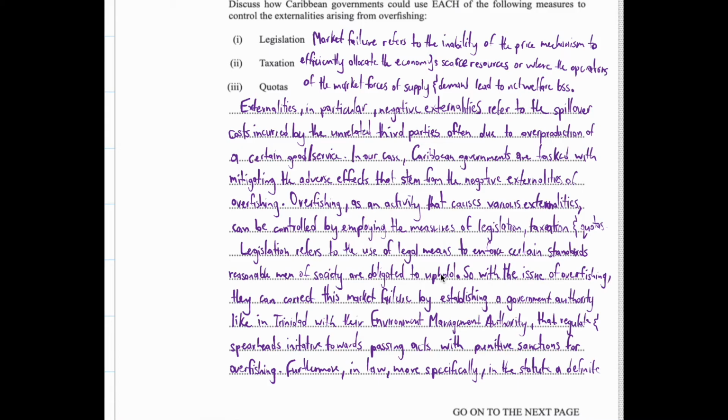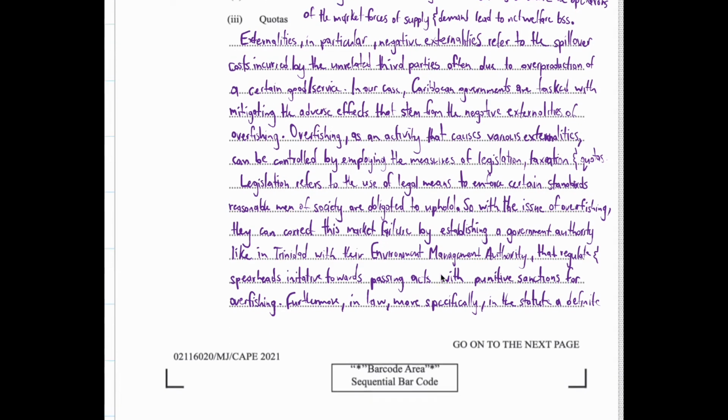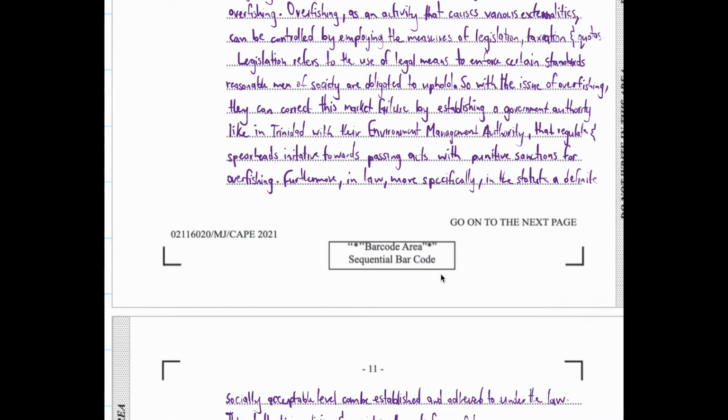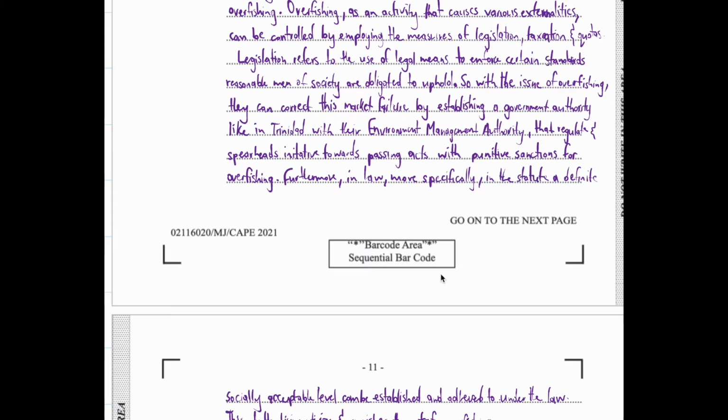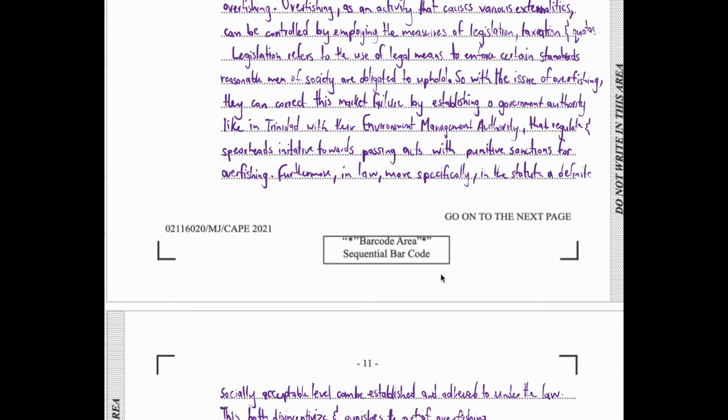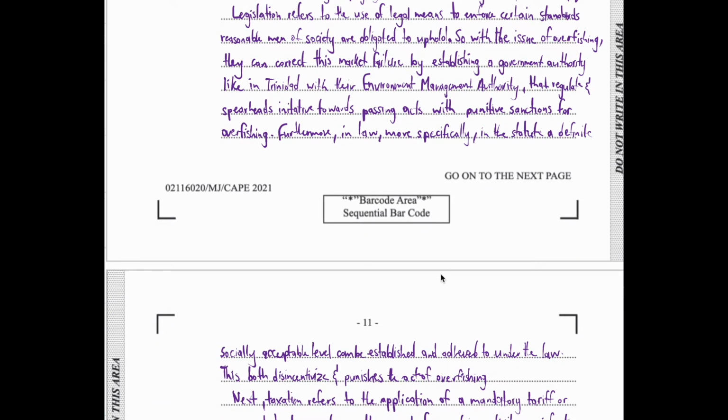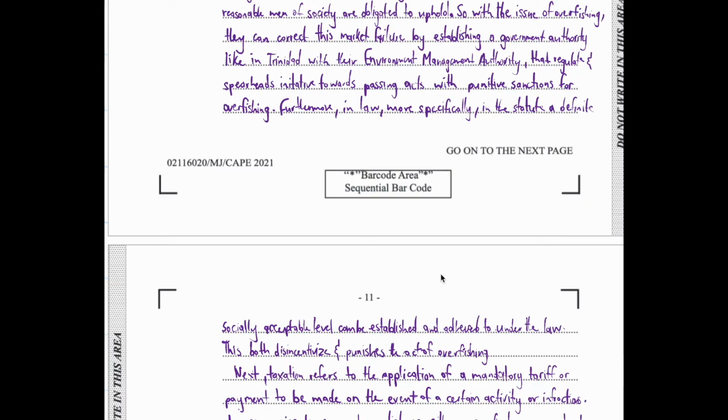It regulates and spearheads initiatives towards passing acts with punitive sanctions for overfishing. Furthermore, in law, more specifically, in statute, there can be a definite socially acceptable level which can be established and adhered to under the law. This will both de-incentivize and punish the act of overfishing. So that's how we talk about how it leads to correction.